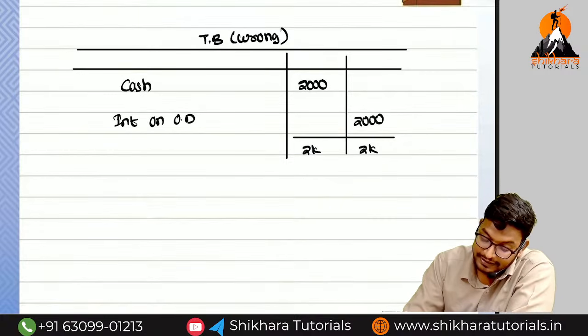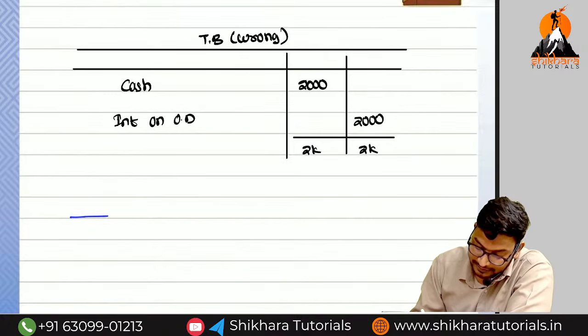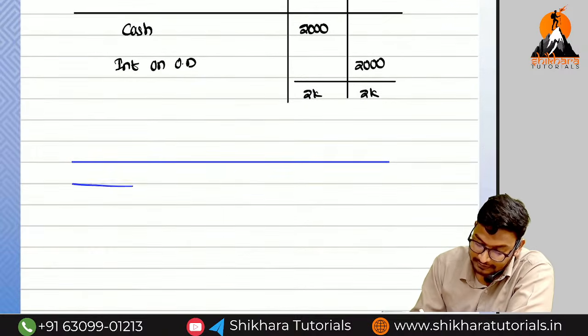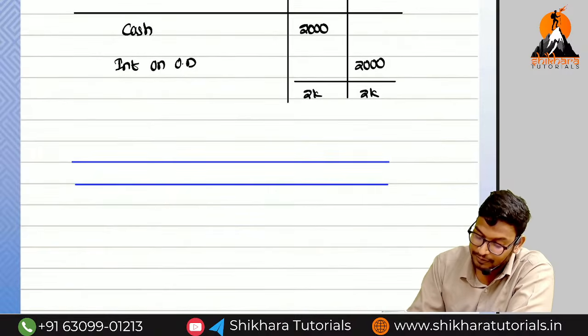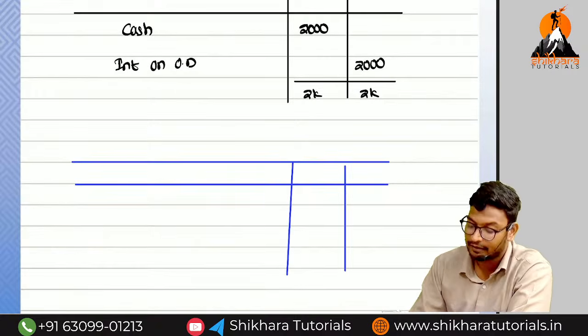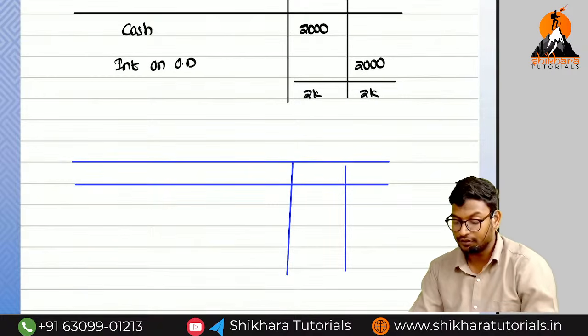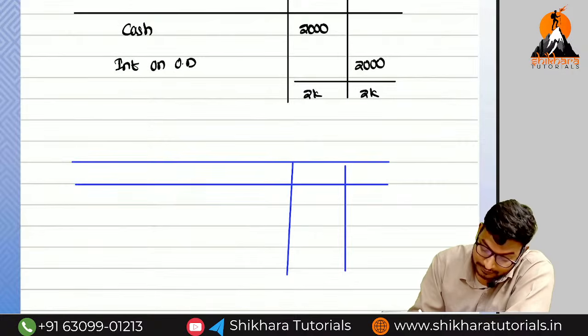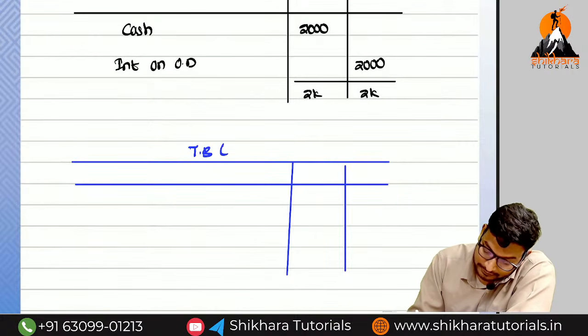Can anyone in the class say the correct trial balance? Which side should they both be on? Opposite sides, yes or no? Straight away I'm going to prepare the correct trial balance. So I think you have got the clarity. From here onwards I am going to stage 2. So I'm speeding up, okay? So the trial balance, the correct one.